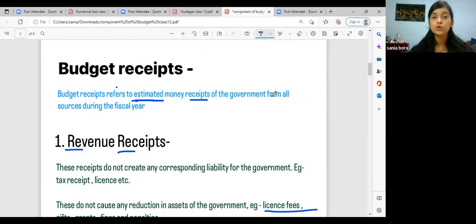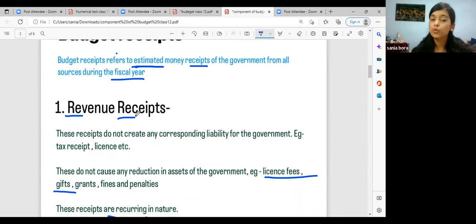For example, all sources means I can get money from my friend, I can get money from my parents, I can get money from my team member as a gift. So all the sources. Budget receipt basically means the estimated money receipt of the government from all the sources during the fiscal year. Means in one year, how much money the government is receiving from all the sources, that is known as budget receipt.